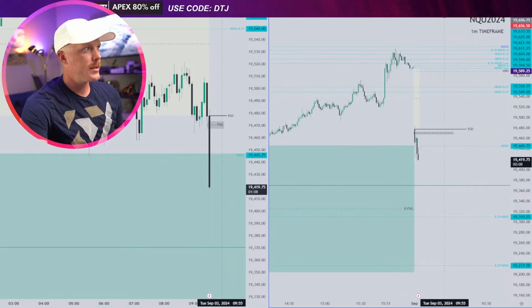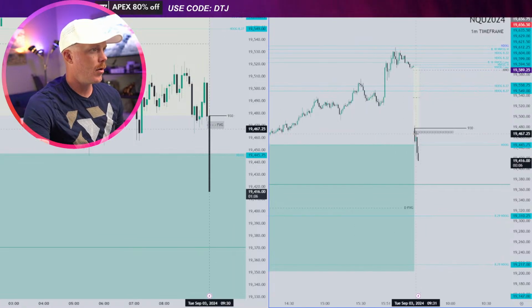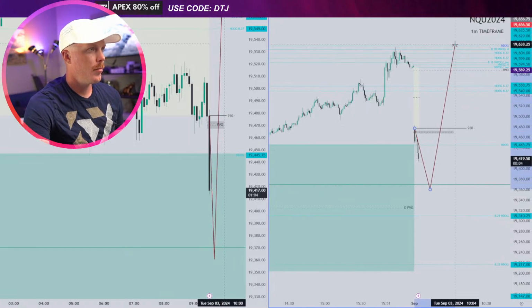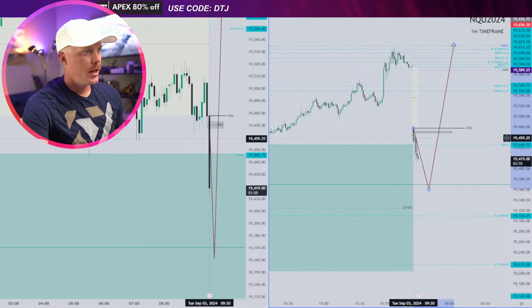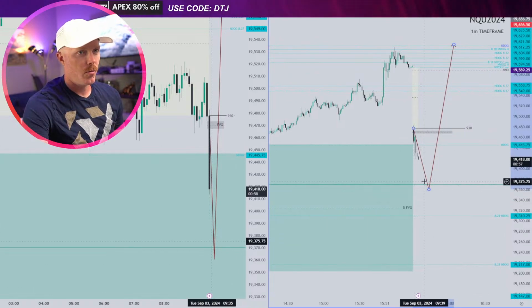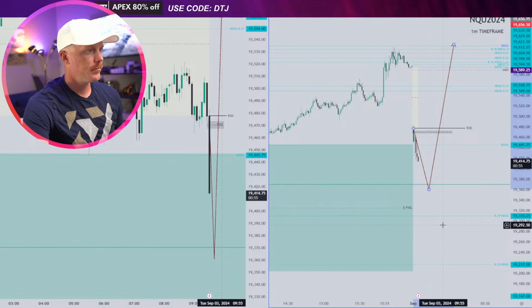What I want to see as of right now, boom, boom. That is what I want to see happen. That is really what I want to see. That would make my day. That would make a beautiful trade.